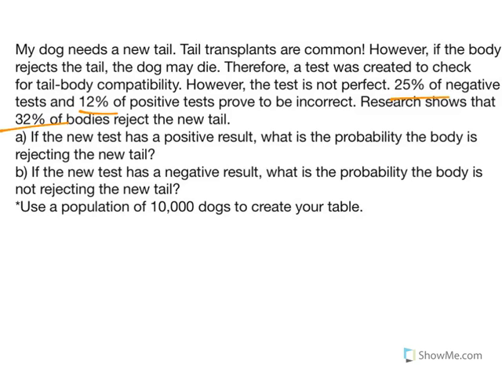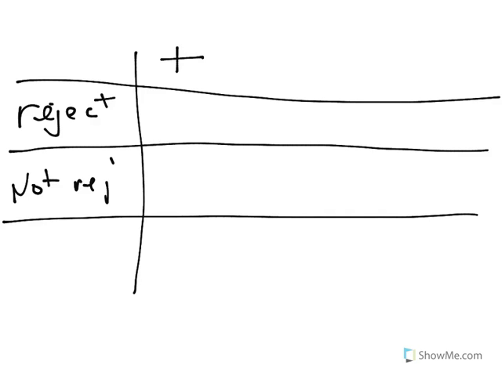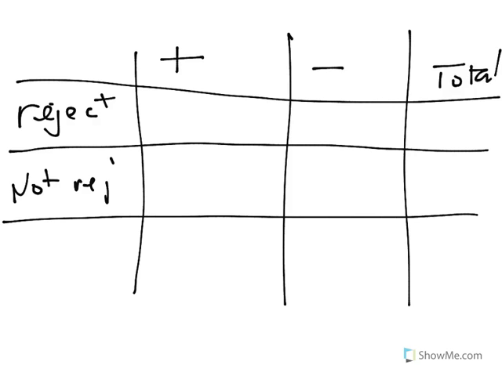So let's just outline our table first. So I'm talking about rejecting the tail, not rejecting the tail. So that goes this way. And then you can also think about a positive test result, negative test result, and then we have our totals. Our totals are down here as well. So remember, if our body is going to reject the tail here, we would expect the test to come back positive. So that's this spot.